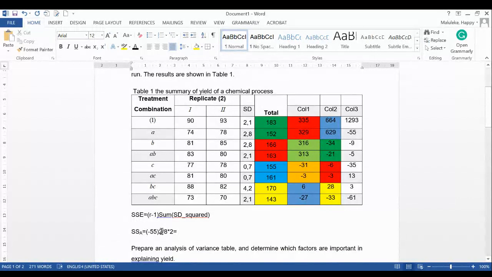Find the answer. What is the answer for this one? You do the same thing for the other ones. What is the answer? 189.06. 189, 0.06. Let's find for B.